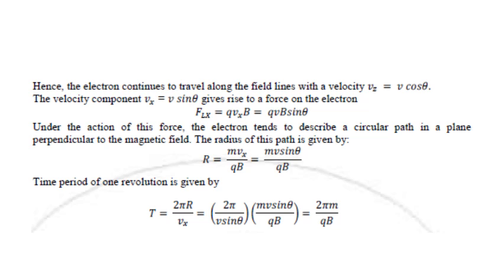However, the other component, Vx equal to V sin theta, gives rise to a force on the electron, and that force will be qVxB or qVB sin theta. Under the action of this force, the electron tends to describe a circular path, and the radius of this path is given by m Vx upon qB. We have discussed this. In place of Vx, you can write m v sin theta upon qB. We can also calculate the time period of one revolution.